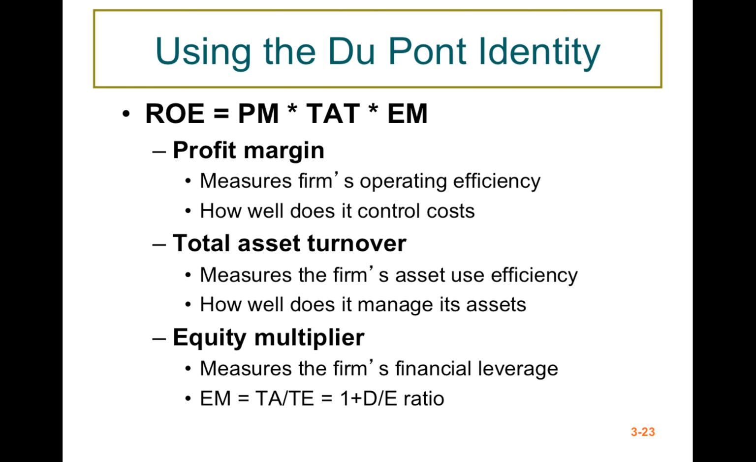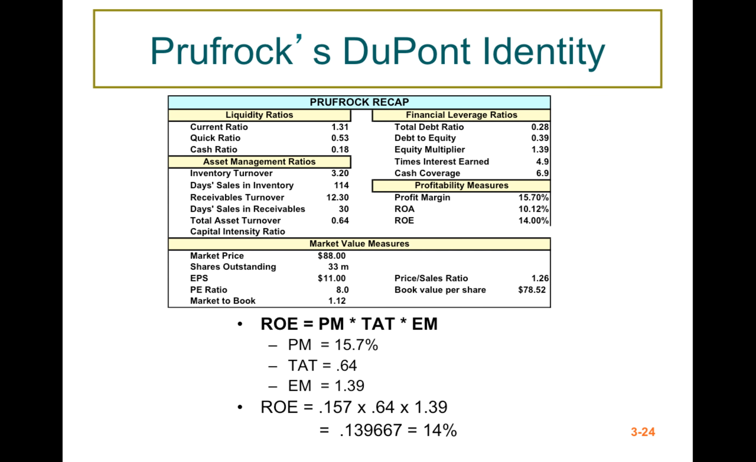So you could easily calculate this from existing data, which the text does here. You can take your profit margin, your total asset turnover, and your equity multiplier, multiply them all together, and you get your ROE here, which you can see is going to be 14%.